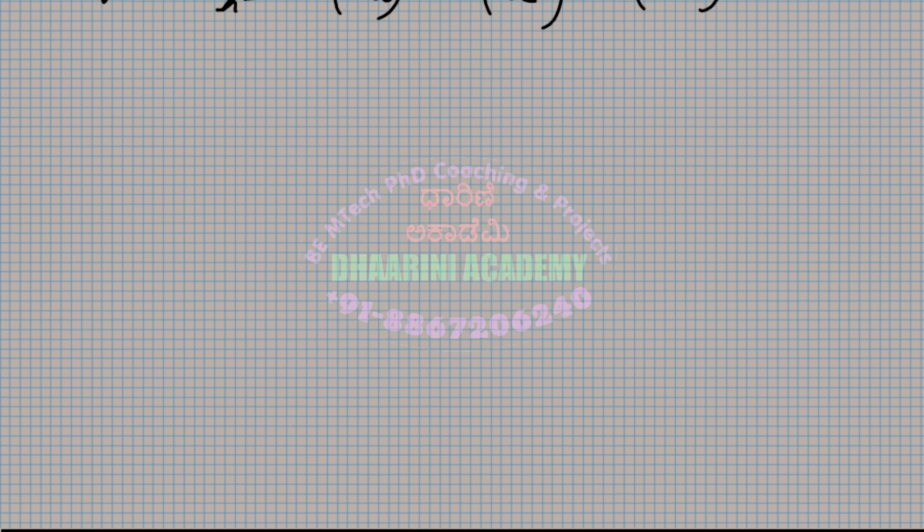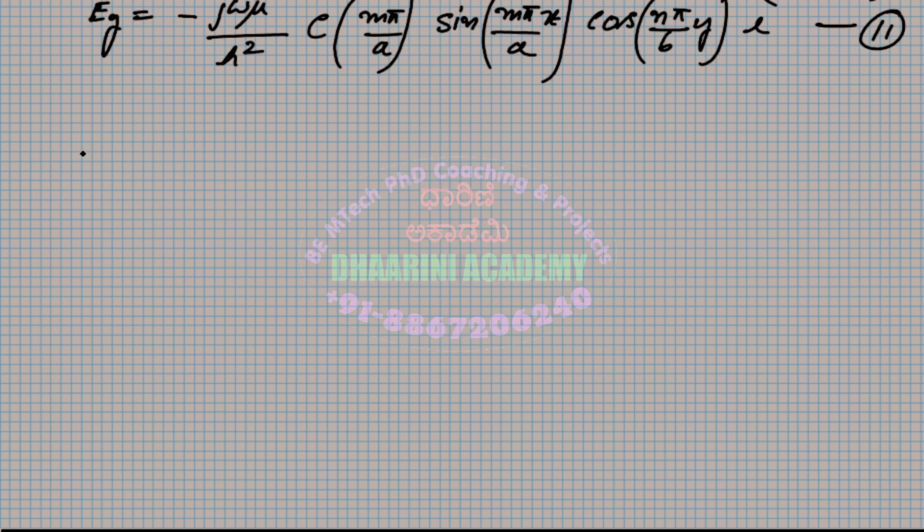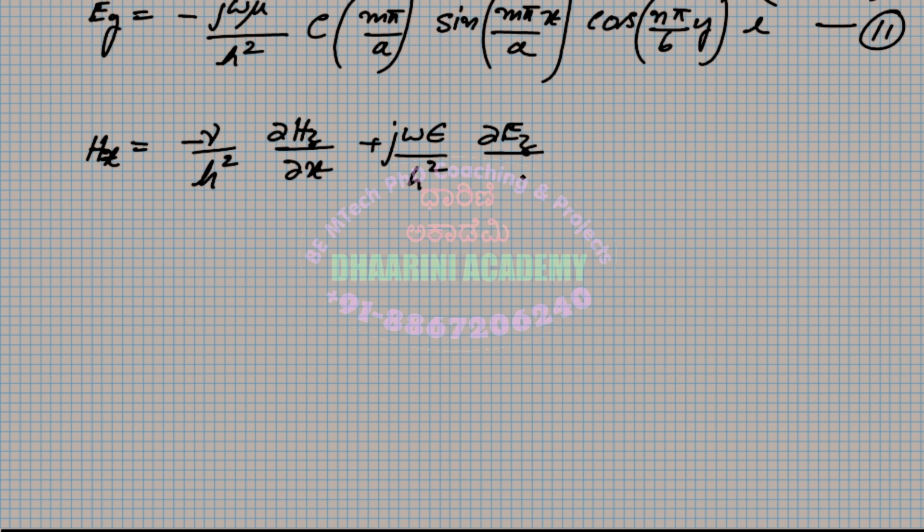The next one I'm going to write is for the Hx component. The Hx component has a very standard equation, and the equation we already derived is minus gamma divided by h square into dou Hz by dou x, plus j omega epsilon by h square into dou Ez divided by dou y. Now I can see that Ez is 0, so this term is not going to come into the picture. Let's substitute and differentiate the Hz component in the first half of the equation.